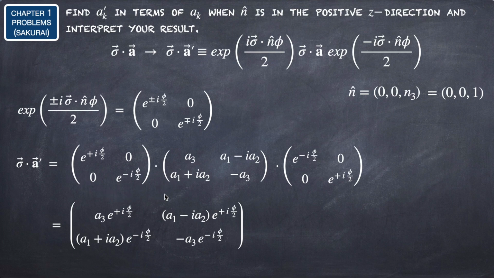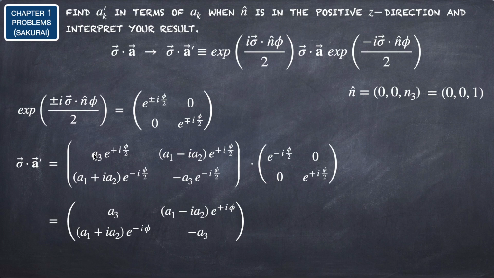Calculating the product of these two matrices, we will get A3 multiplied by this exponential, then this term multiplied by this exponential, then the second line by the first column, we will get this term multiplied by the exponential with negative sign, and then the second line by the second column will result in minus A3 multiplied by this exponential. And then we need to multiply by this.